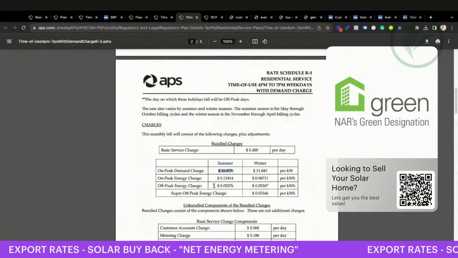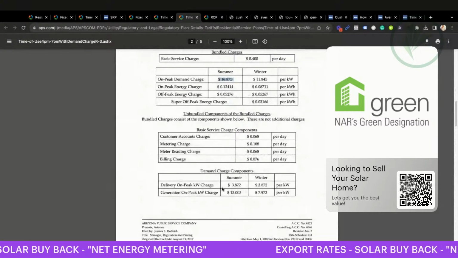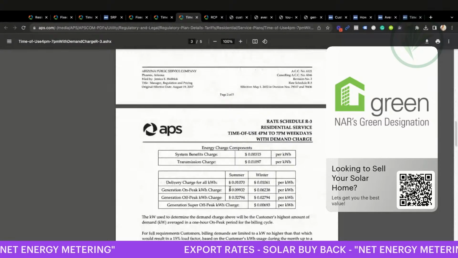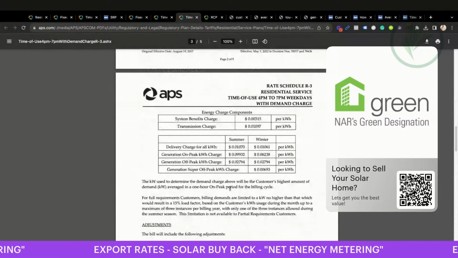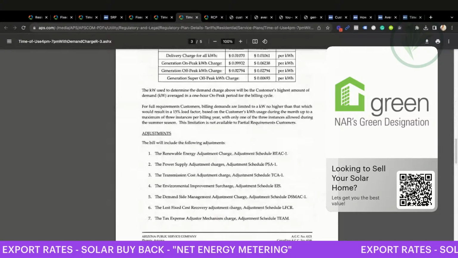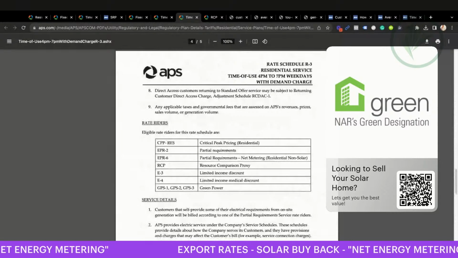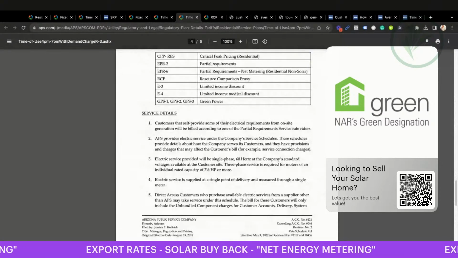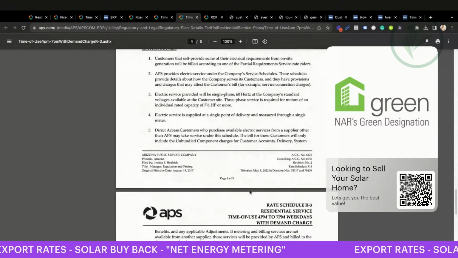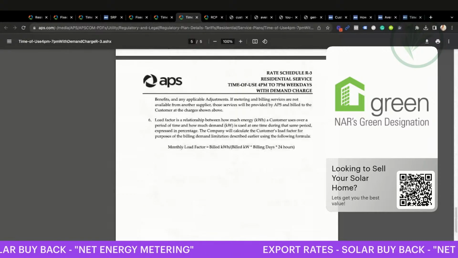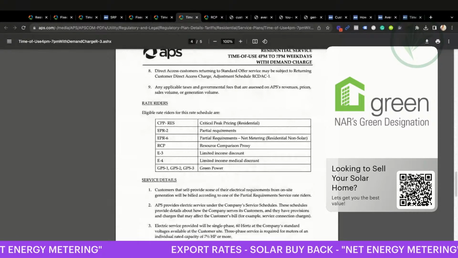Is there not a grid access charge anymore? Good job, APS. You guys took away the dumbest charge ever. I love it. Why would you charge someone to use the grid with solar when you're selling their energy back at 29? So they're buying it from you at 7 cents and they're going to sell it at 30 cents? That makes no sense. All right, cool. There's no grid access charge anymore. Neat. I'll update my calculator.